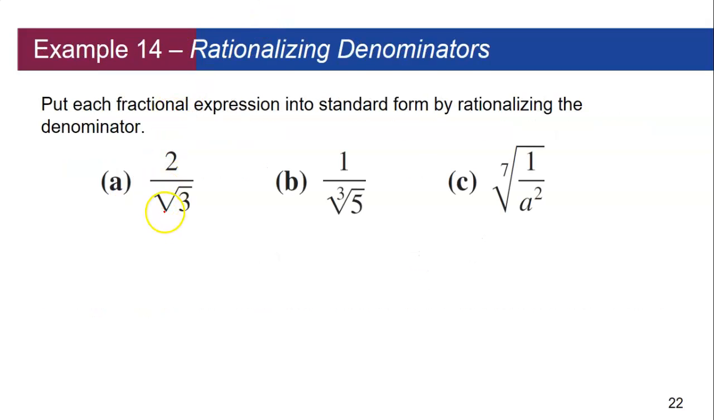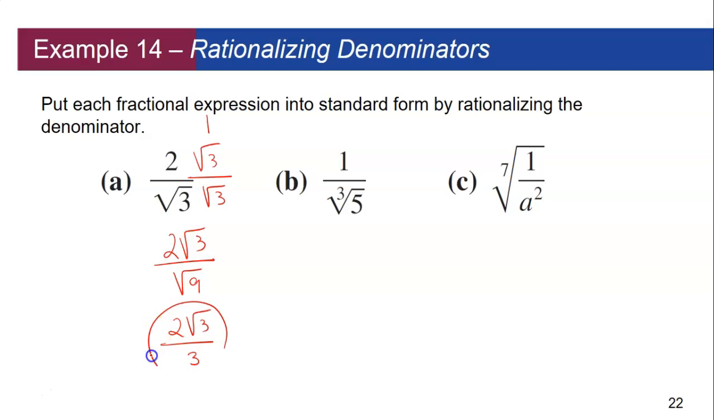Okay, so if we look at this first one here, we've got 2 over the square root of 3. It's a square root, so I'm just going to go in and multiply by the square root of 3 over the square root of 3. This is equivalent to 1, but anything over itself is 1, so I'm not changing the value of it, I'm just changing the form of it. So here, when I multiply, I'm going to get 2 times the square root of 3. This is going to give me the square root of 9, and we know that the square root of 9 is 3. Okay, so that would simplify that one.